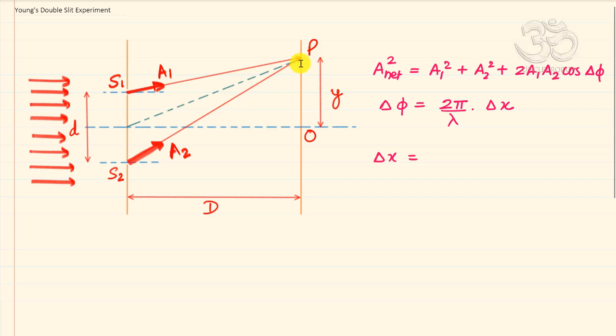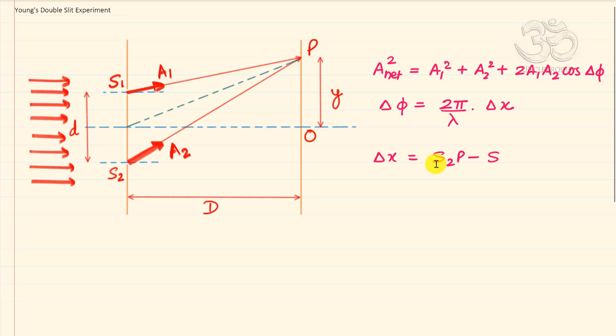Now in this case, because point P is above point O, it's S2P which is traveling a longer distance and S1P which is traveling a shorter distance. But there may be a point below the center line of the apparatus, somewhere here, and then S1 to that point will be a longer distance and S2 to that point will be a shorter distance. So you have to take care of who is longer and who is shorter. So the value of delta x will be S2P minus S1P here.